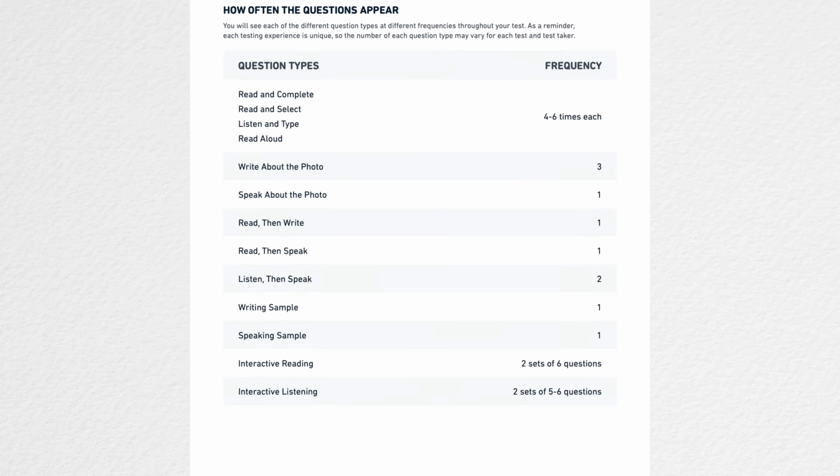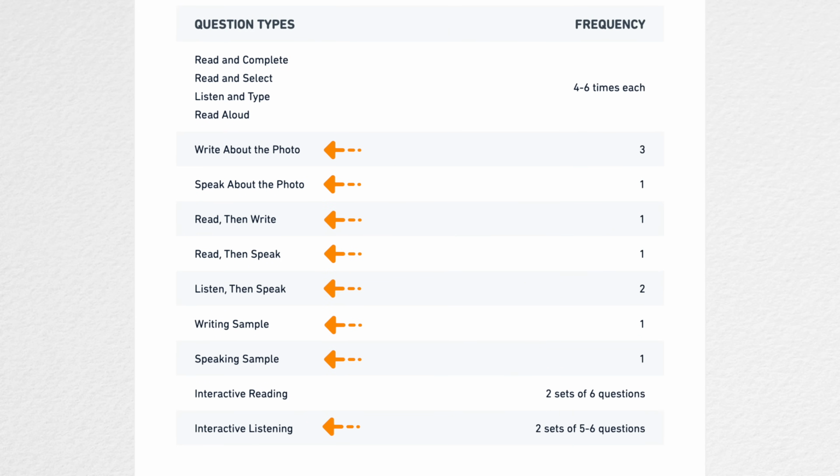These are the 8 question types that contribute to your production subscore. That's quite a lot of question types for you to prepare for.